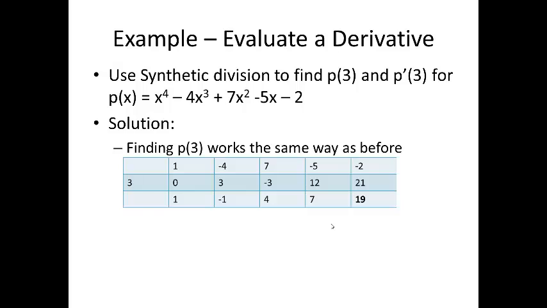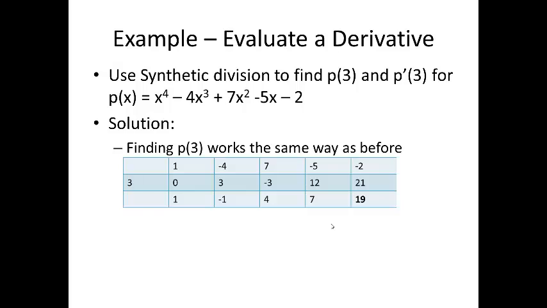3 times 1 is 3, minus 4 plus 3 is minus 1, minus 1 times 3 is minus 3, 7 plus minus 3 is 4, 3 times 4 is 12, minus 5 plus 12 is 7, 3 times 7 is 21, plus minus 2 is 19. So that works pretty easily.